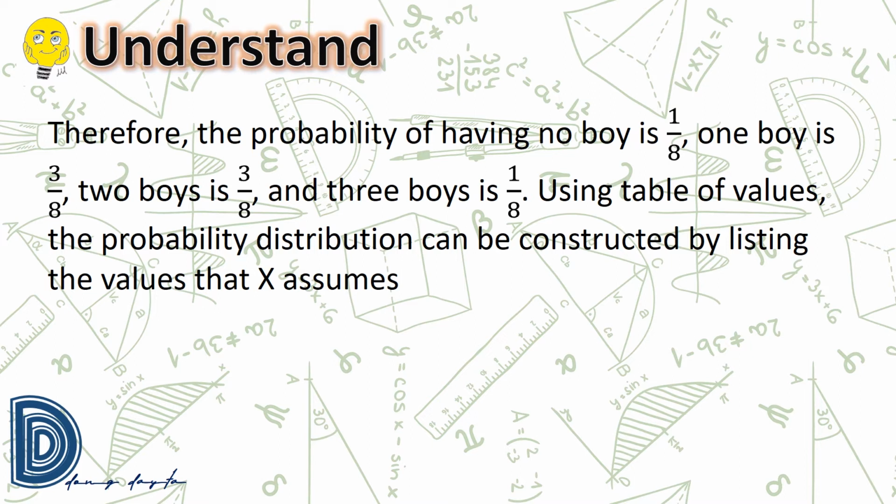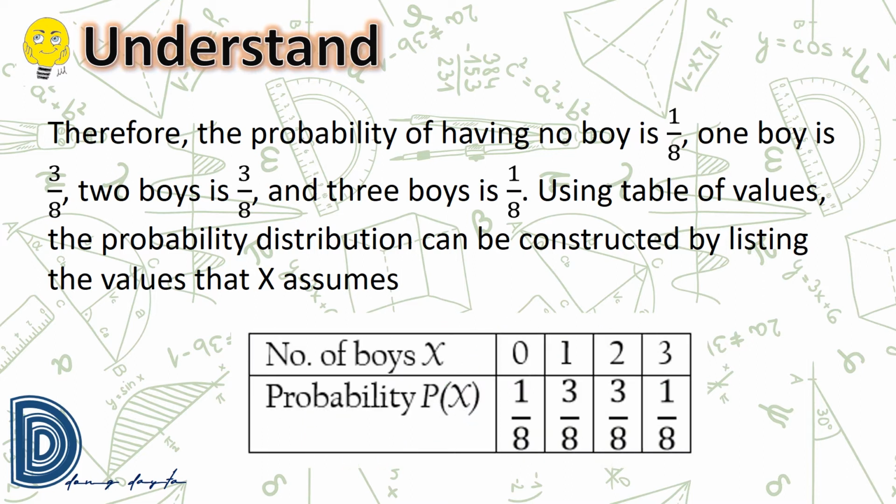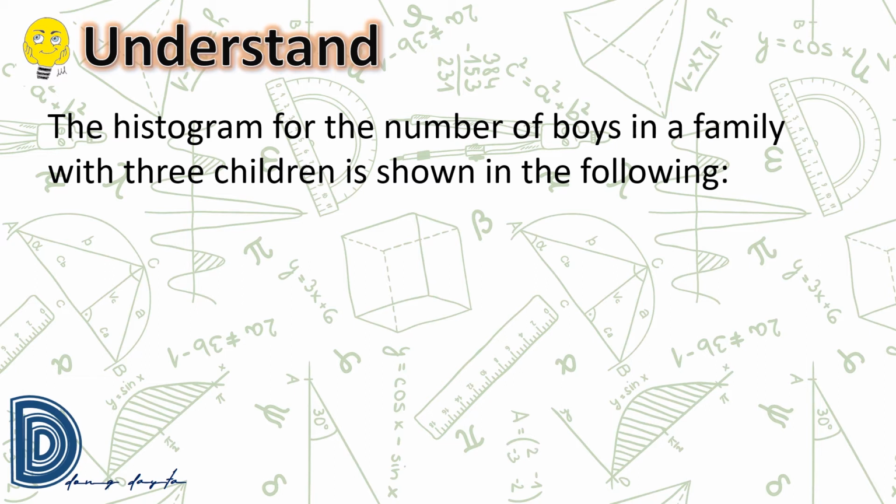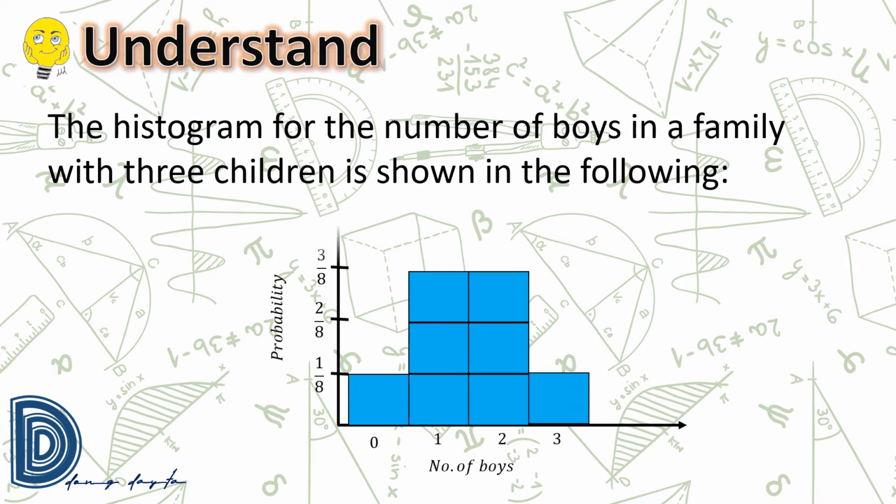Using a table of values, the probability distribution can be constructed by listing the values that x assumes. We write them on the first row, and then the corresponding probabilities for each value of x on the second row. The histogram for the number of boys in a family with 3 children is shown in the following. On the y-axis are the probabilities, and on the x-axis are the values that x assumes, in this case, the number of boys.